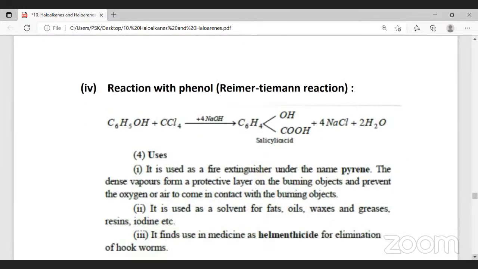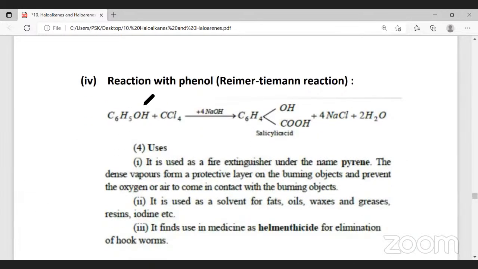Reaction with phenols. Yesterday I taught you the Reimer-Tiemann reaction. Chloroform, carbon tetrachloride, and sodium hydroxide give salicylic acid. The salicylic acid formula I wrote like this, if you remember. And I told you I will teach the reaction mechanism in the next chapter. This is called salicylic acid.